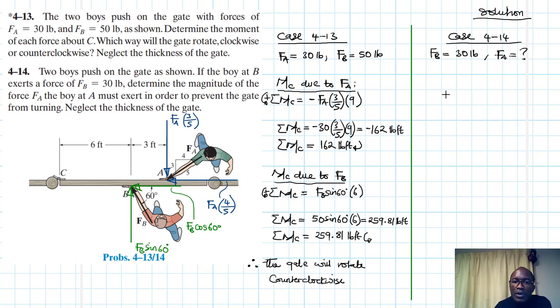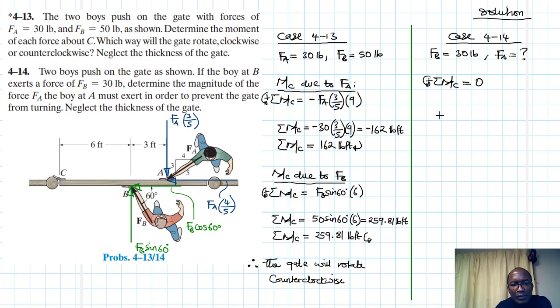So we are going to sum up the moments about point C, which should be equal to what? 0. So we'll say the summation of moments about point C, with clockwise being our reference, should be equal to 0. We'll sum up the moments caused by FB and FA and you should get 0. And when we have a 0 moment at C, it means the gate will not rotate. It will not turn.